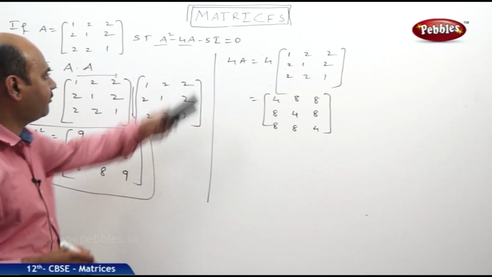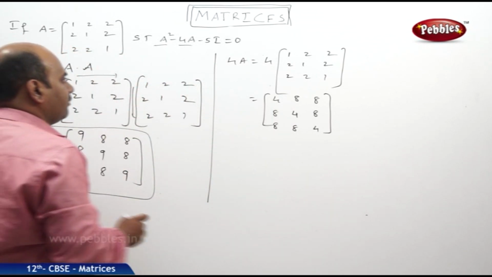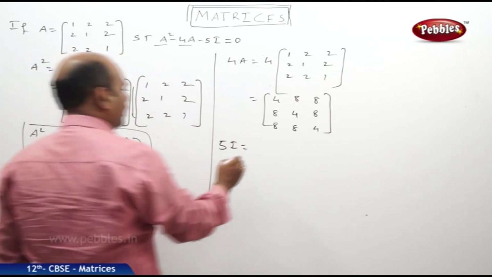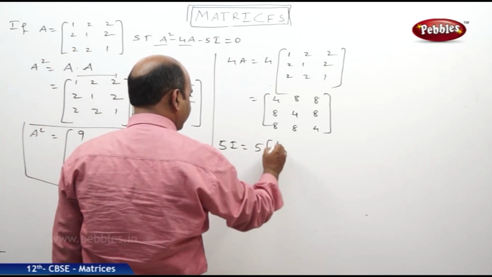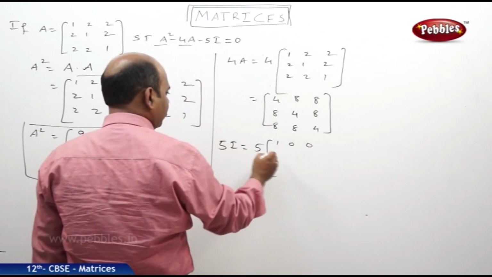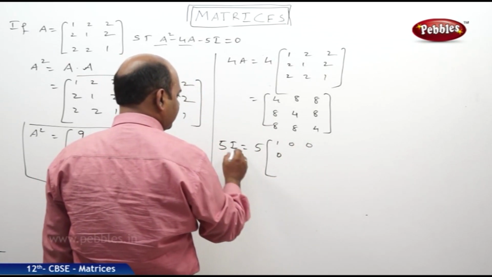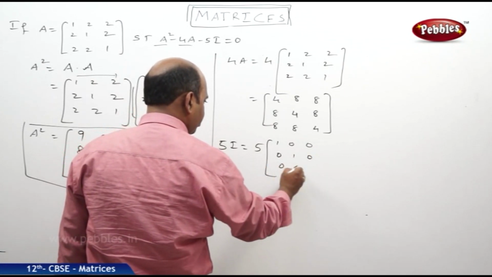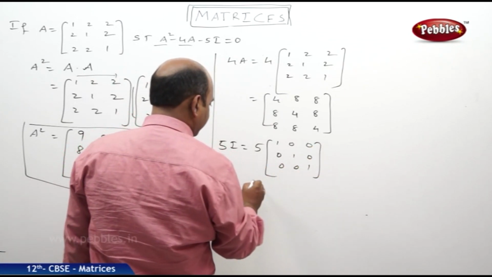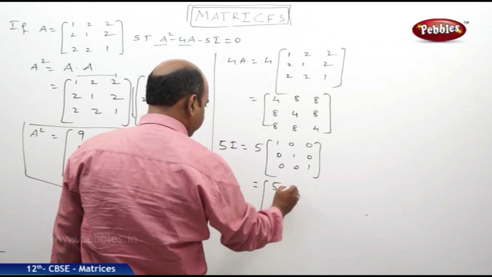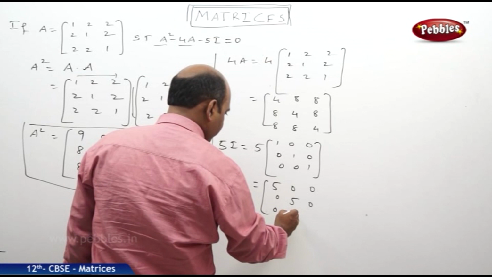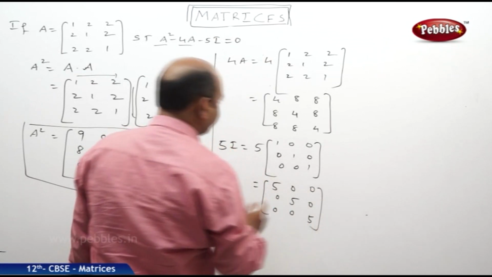Now again, 5I is there. What is the meaning of 5I? I means here the 3 by 3 matrix, the identity matrix. That particular 3 by 3 matrix should be multiplied with 5. So 1 0 0, 0 1 0, 0 0 1. Finally we will be getting the output as 5 0 0, 0 5 0, 0 0 5.